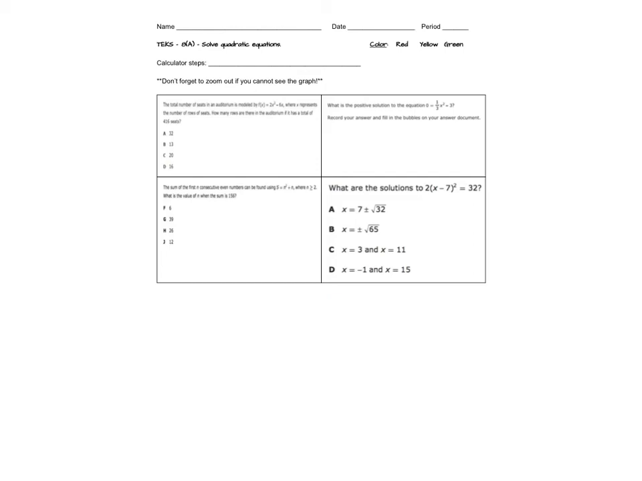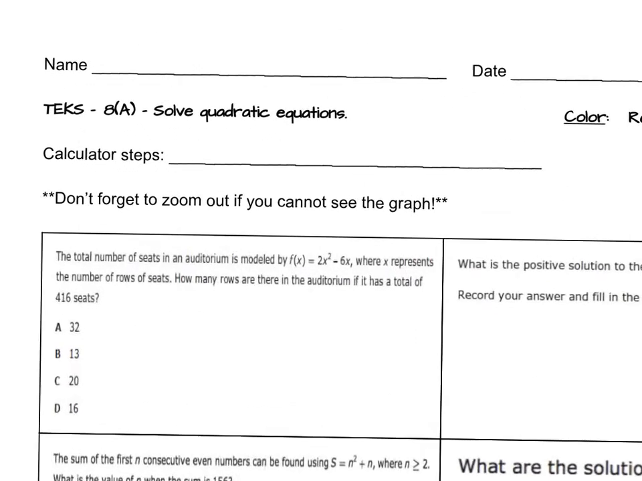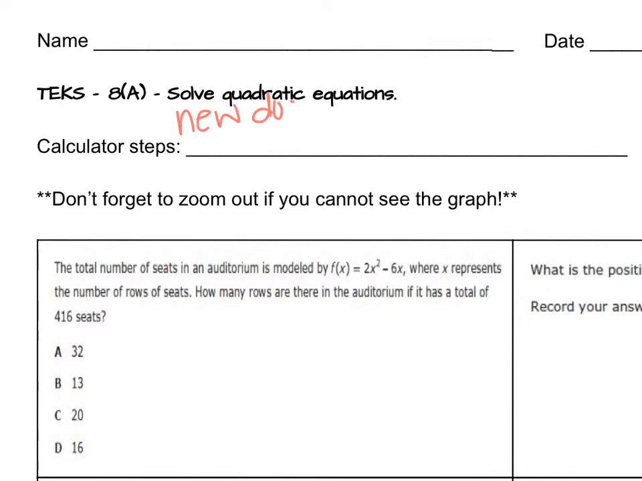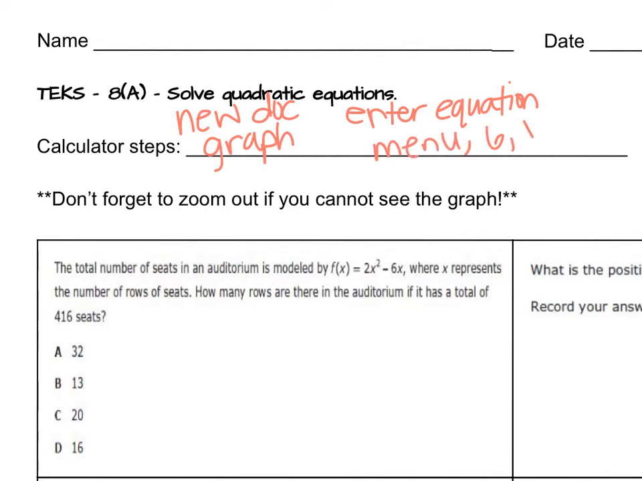Solving quadratic equations. There's a really quick way that we can solve these in the calculator. So the steps that we're going to use are, we're going to do a new document and use a graph page. From there, you'll enter the equation, and then you're going to use the menu 6, 1 to find the zeros.